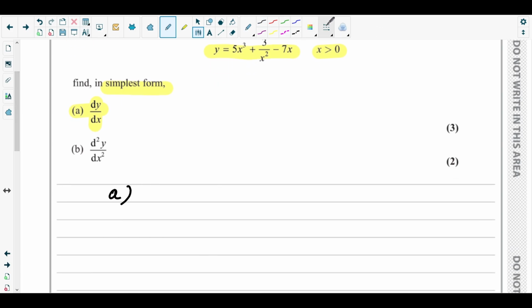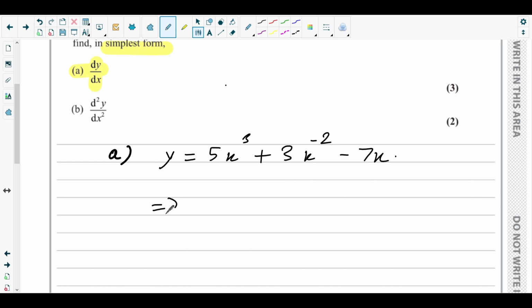So let me change the ink size. At first, let's make the power of x visible. It was in the denominator, so if you take it to the top, the power will become negative 2. Then minus 7x. Now we can differentiate.